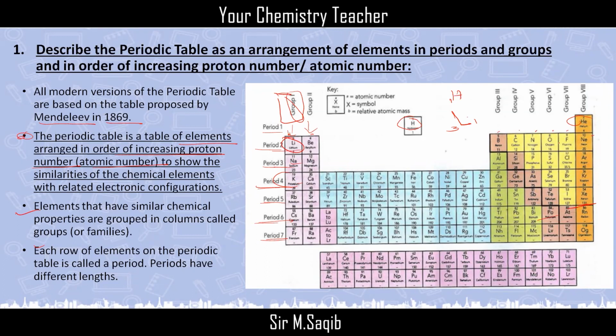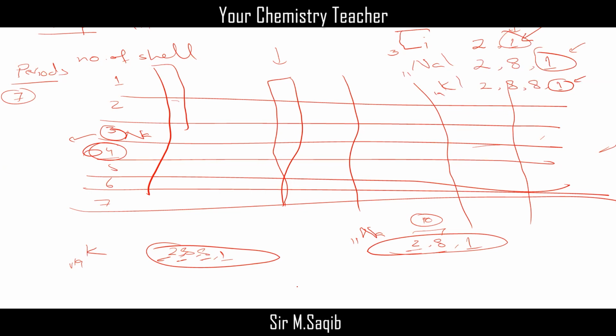Let's take another example. We have nitrogen. Its atomic number is 7. You can also find its period number, and you can also find its group number. We are going to find it out. Its atomic number is 7, so it consists of 7 electrons. In the first shell there will be 2 electrons, and in the second shell there will be only 5 electrons, because there are a total of 7 electrons. In the first shell there are only 2 electrons, so the remaining 5 electrons will be in the second shell.